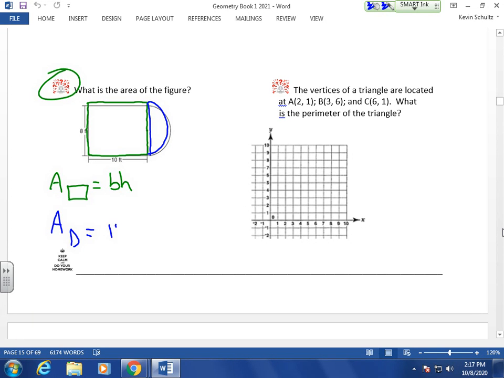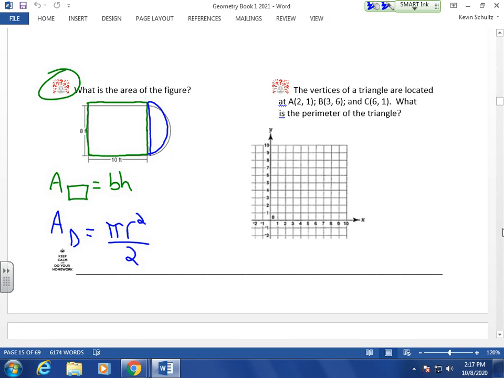Pi r squared divided by 2. Good. Pi r squared divided by 2, because a semicircle being half of a full circle, pi r squared would give us the full circle, but we don't want that. We want half of it. So we'll divide by 2. Okay?